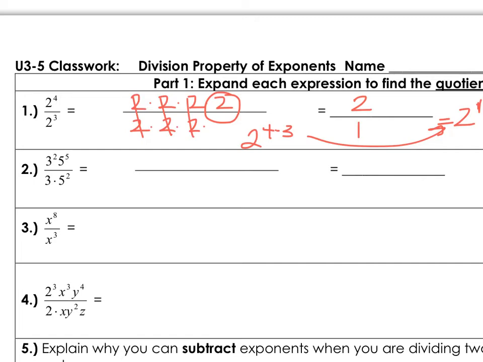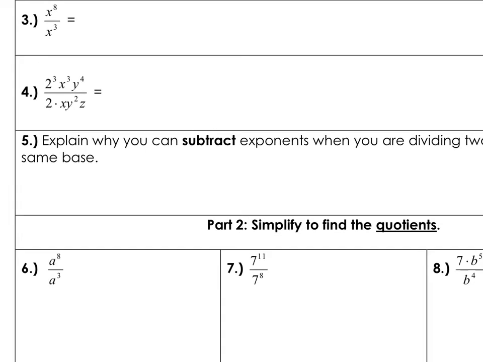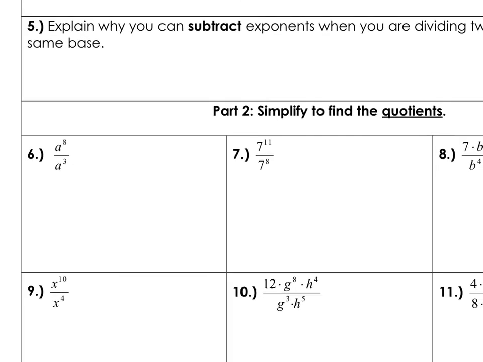So do the same thing for 2, 3, and 4. And in number 5, explain why you can subtract exponents when you're dividing 2 things with the same base. So what it's asking you in this question down here is asking you, why does this work? So you need to answer questions 2, 3, 4, and 5.